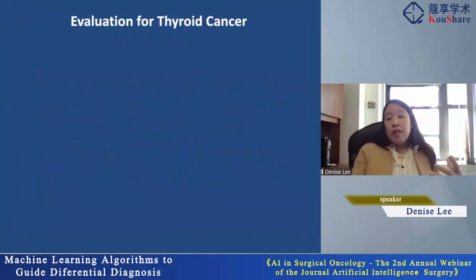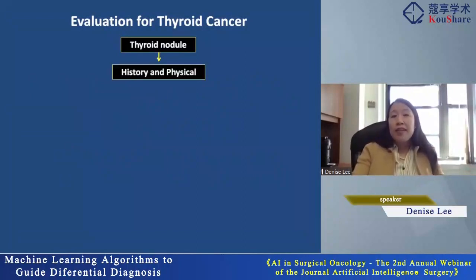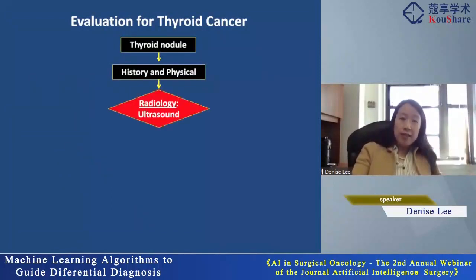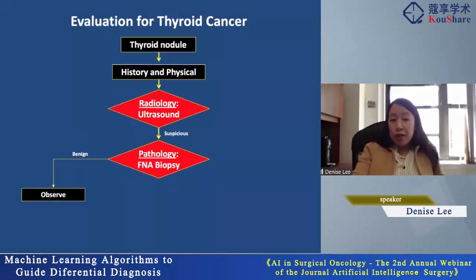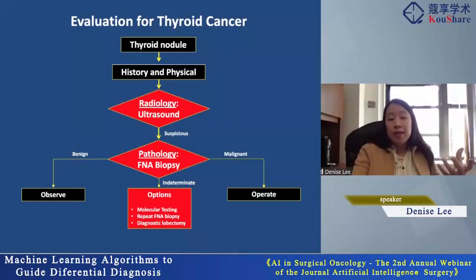And so our evaluation for thyroid cancer, of course, starts with the patient. So we identify thyroid nodules. And then our diagnostic workup for thyroid nodules, as we all know, starts with the history and physical. And this is how a medical practitioner goes through and thinks about diagnosis. Next step is everyone gets an ultrasound to better characterize the nodule and differentiate it. Then those that are suspicious undergo fine needle aspiration biopsy. And then we discriminate those that are benign, and we can observe those. Malignant, we operate, of course. And indeterminate nodules, we either pursue molecular testing to further risk stratify them, we repeat the biopsy, or we just take patients to the OR and do a diagnostic lobectomy.